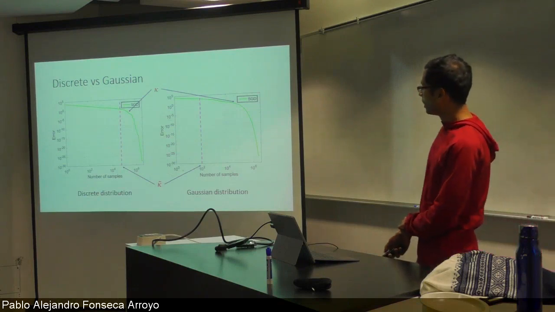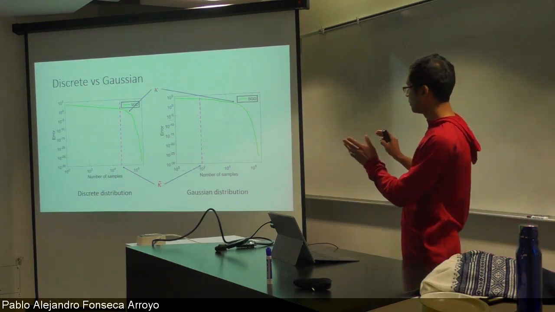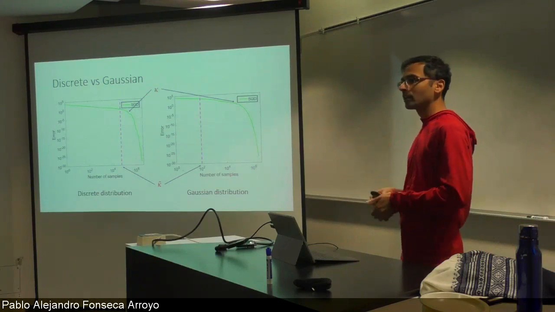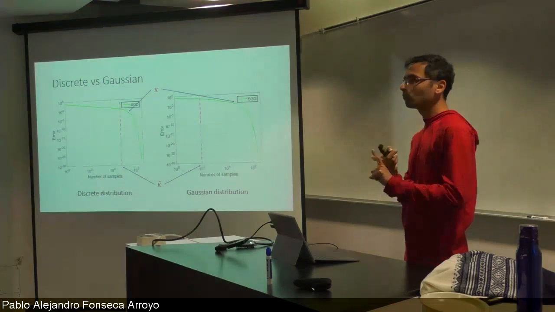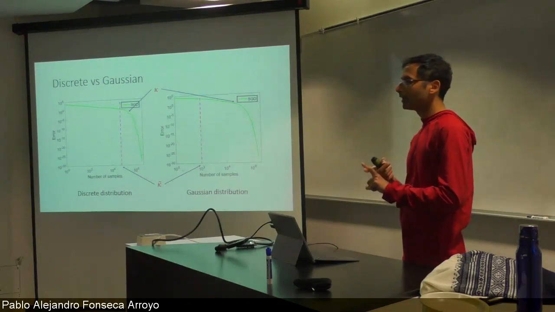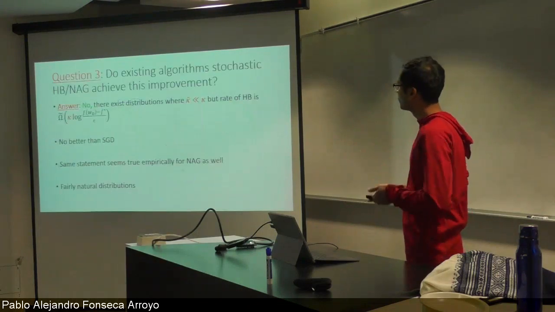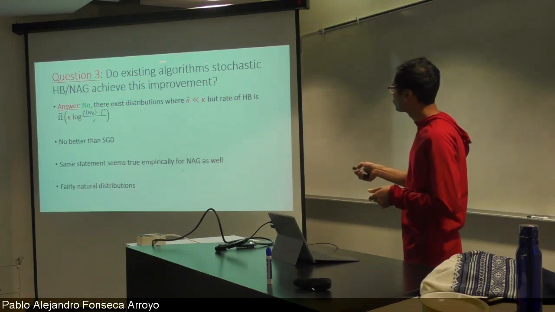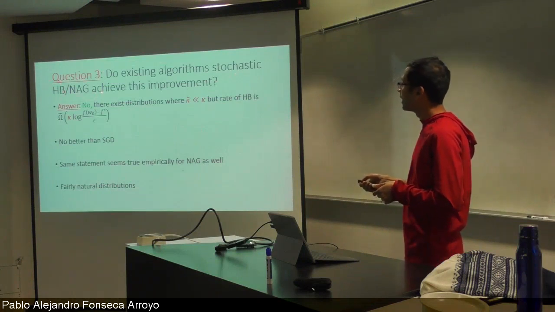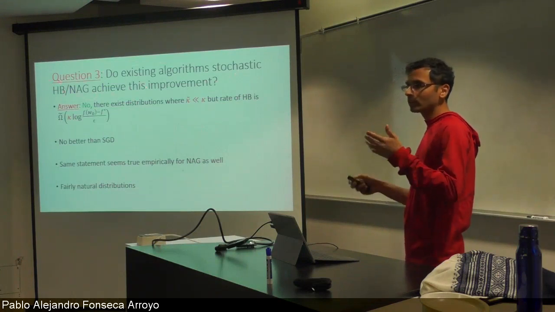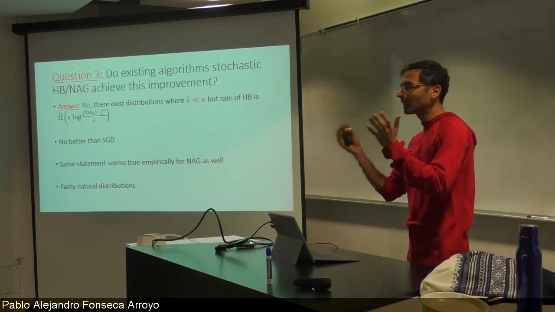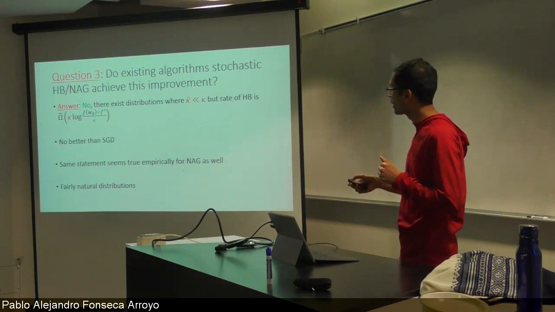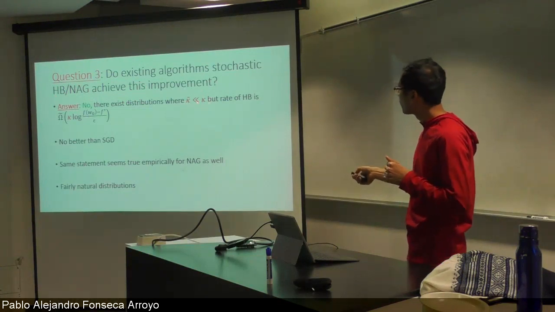Okay. So what I have told you so far is that there are cases where acceleration is not possible in the stochastic setting, and there are cases when it seems possible. And the next question is whether existing stochastic versions of heavy ball and Nesterov achieve improvement whenever there is this gap between the lower bound and upper bound, where kappa twiddle is much smaller than kappa.